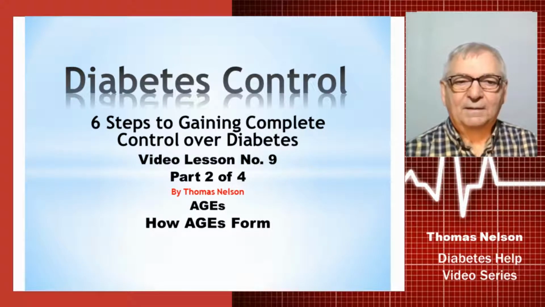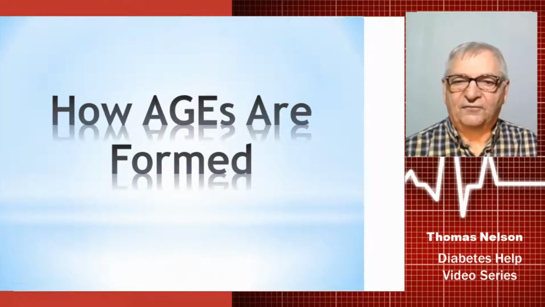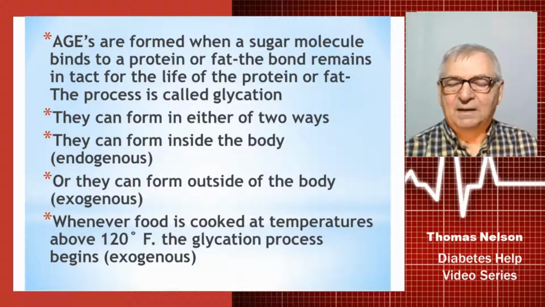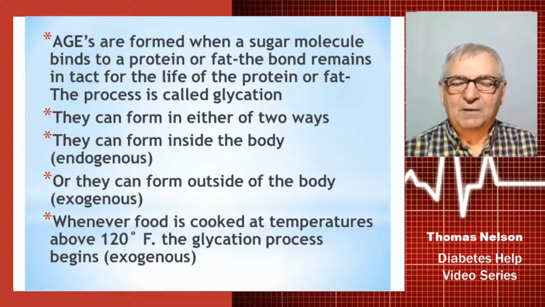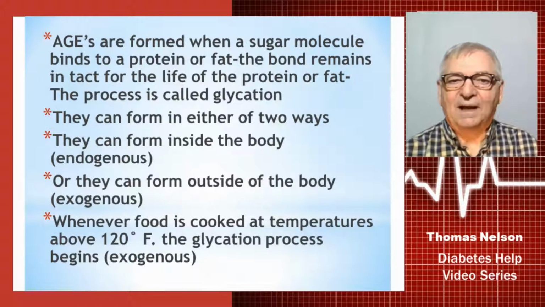Again, this is Tom Nelson, and this is part 2 of 4 on how AGEs form. It's on AGEs, Advanced Glycation End Products. So, how do AGEs form? AGEs are formed, and we learned in the last video how glucose plays a very major role. AGEs form when a sugar molecule binds to a protein in the body, and it can be a wide number of different proteins. It can even be fat, and the bond remains intact for the life of that protein or cell, that protein or the fat. So the process is called glycation.